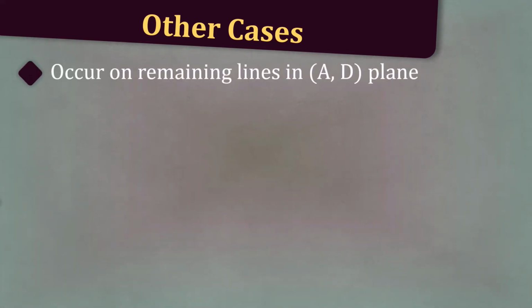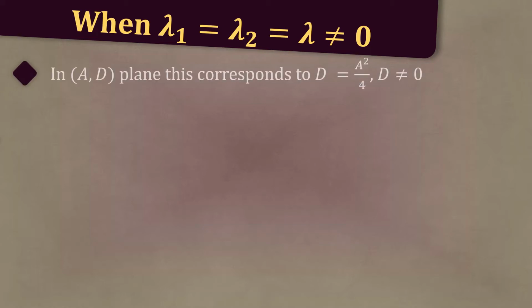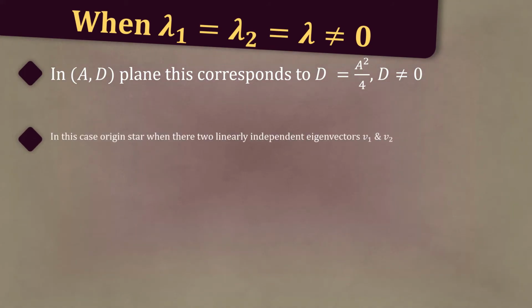So, now let's consider the other cases. These occur on the remaining lines of the AD plane. First, let's consider lambda 1 equal to lambda 2 equal to lambda, which is not 0. In the AD plane, this corresponds to d equaling a squared over 4, but d not equaling 0. In this case, the origin is a star when there are 2 linearly independent eigenvectors v1 and v2.